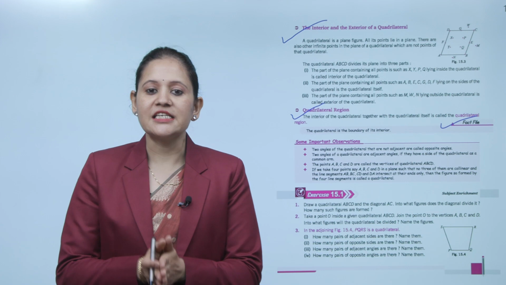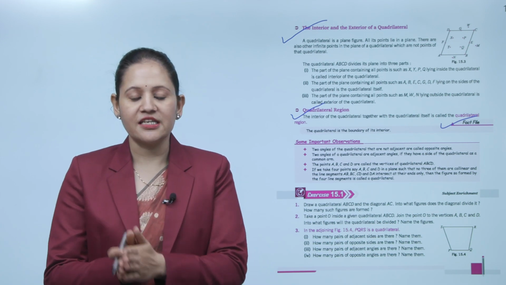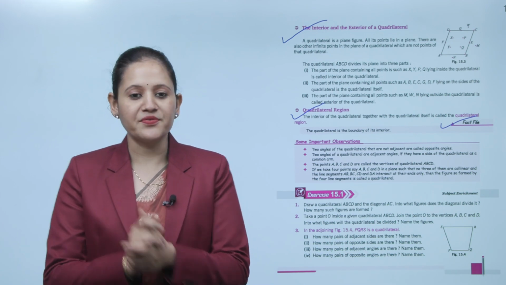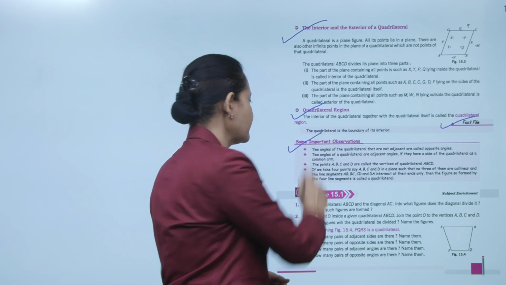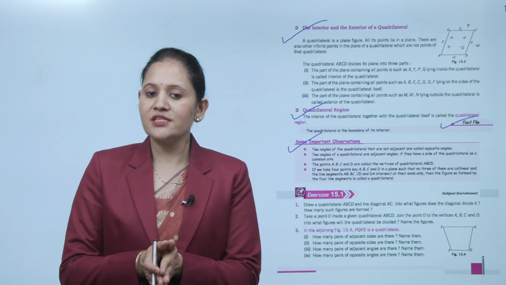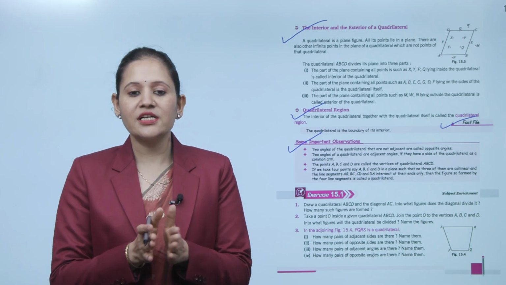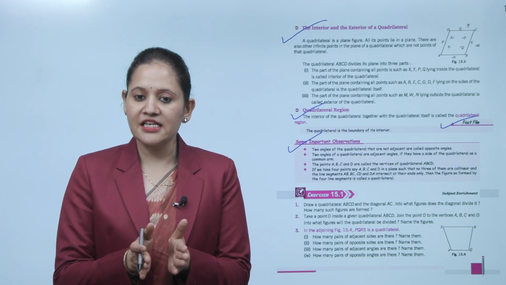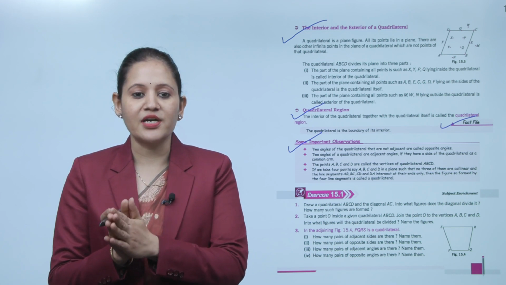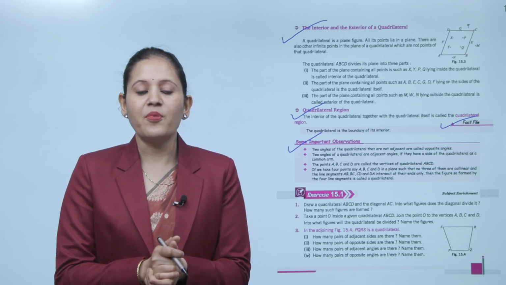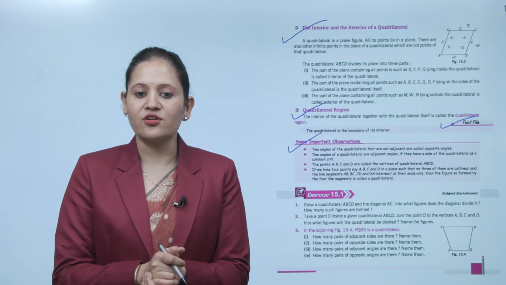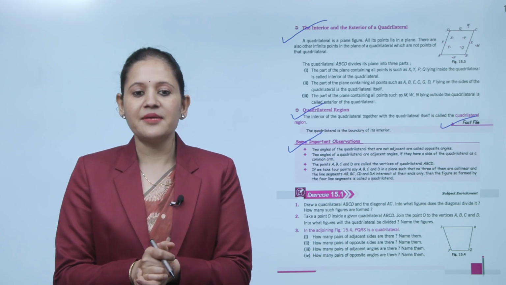The quadrilateral is the boundary of its interior. Next are some important observations. Two angles of the quadrilateral that are not adjacent are called opposite angles. Two angles of the quadrilateral are adjacent angles if they have a side of the quadrilateral as a common arm. The points A, B, C and D are called the vertices of quadrilateral ABCD.